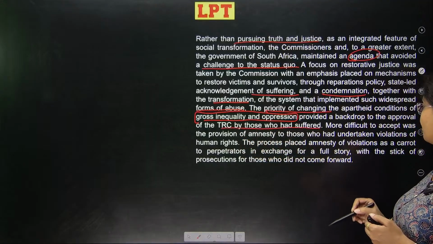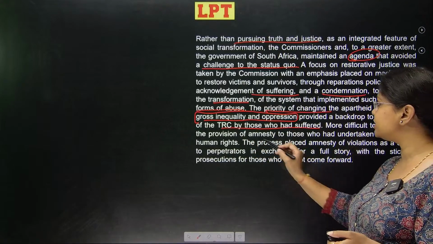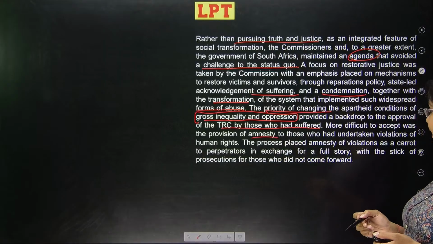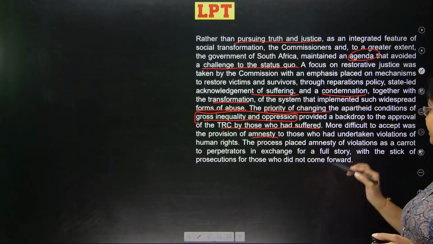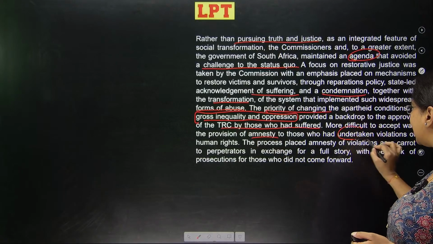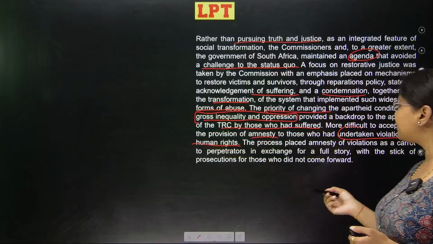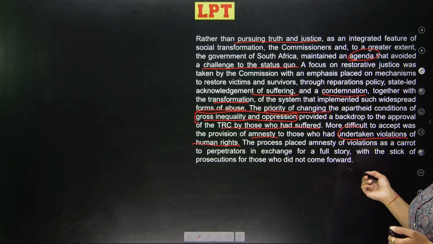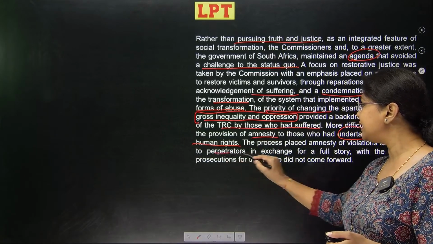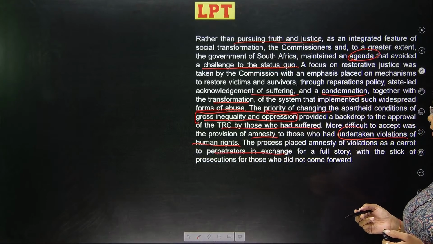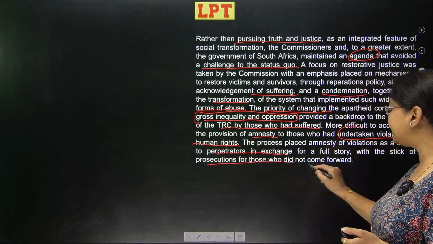provided a backdrop to the approval of the TRC by those who had suffered. More difficult to accept was the provision of amnesty to those who had undertaken violations of human rights. So there was a gross violation of human rights. The process placed amnesty for violation as a carrot to perpetrators in exchange for a full story, with the stick of prosecutions for those who did not come forward.